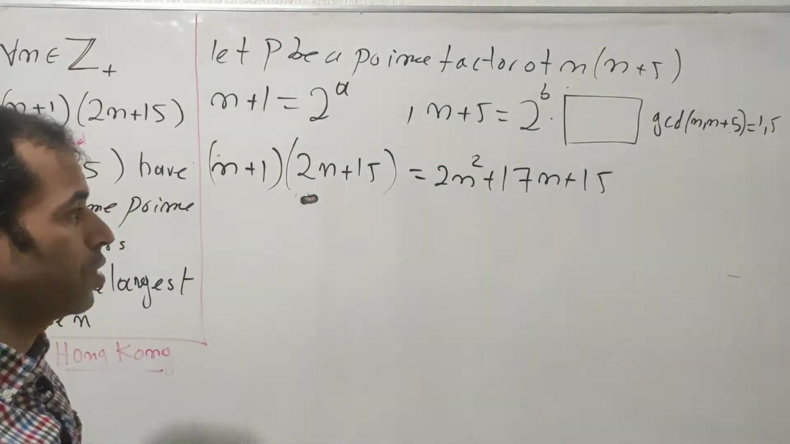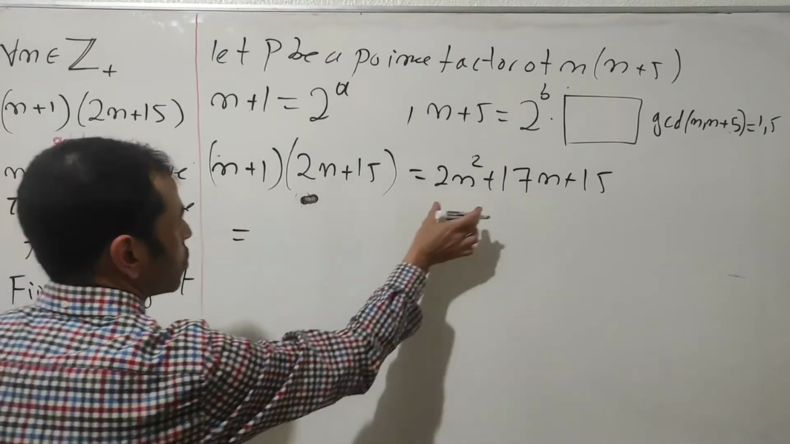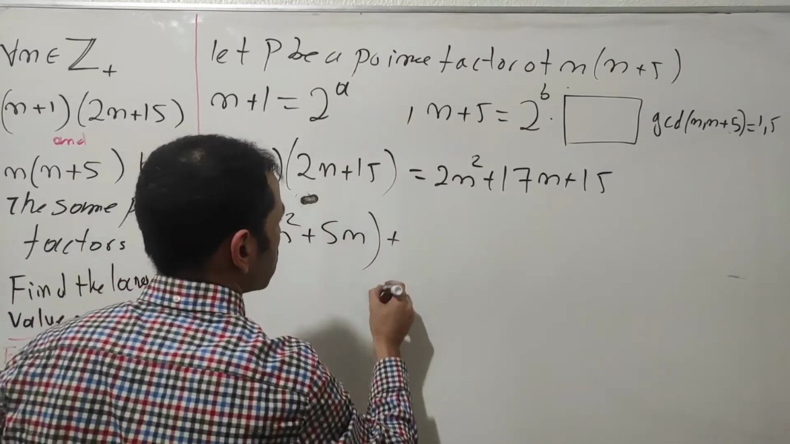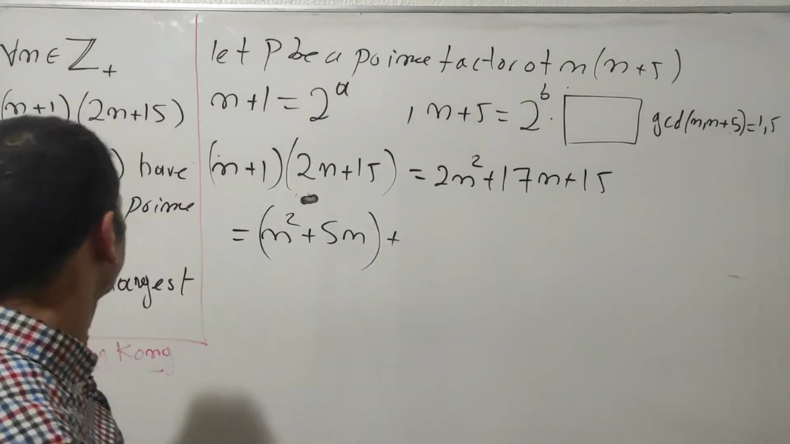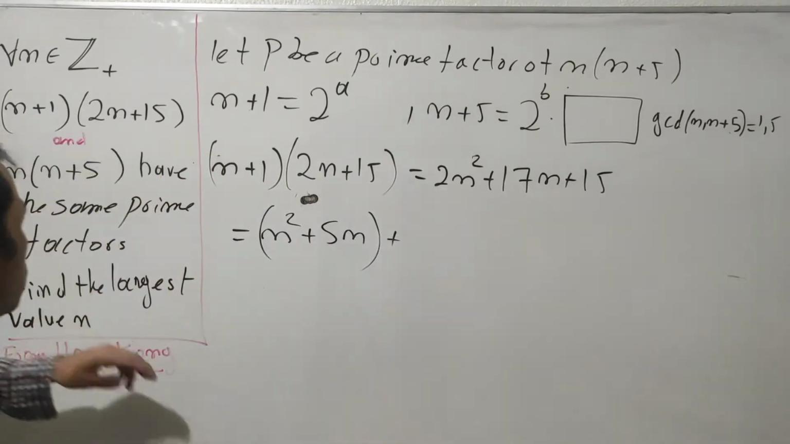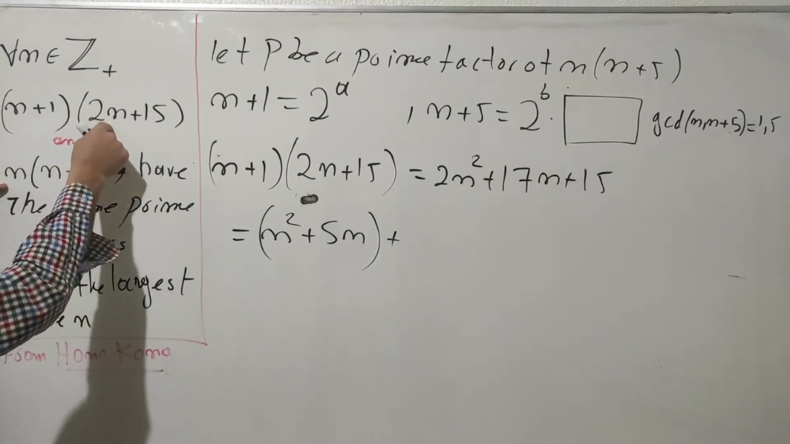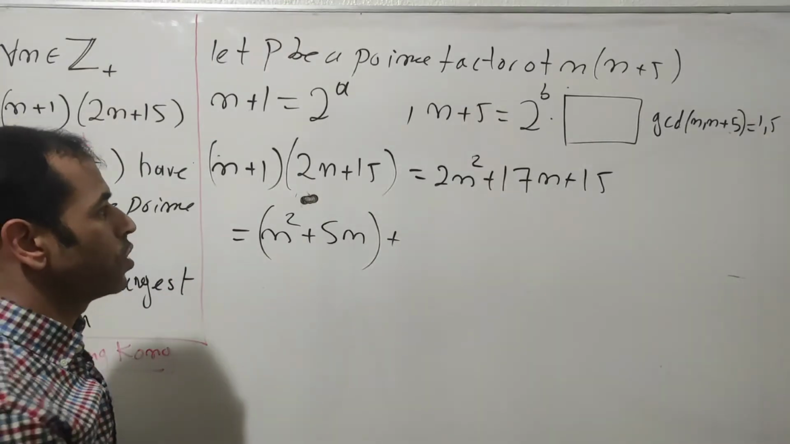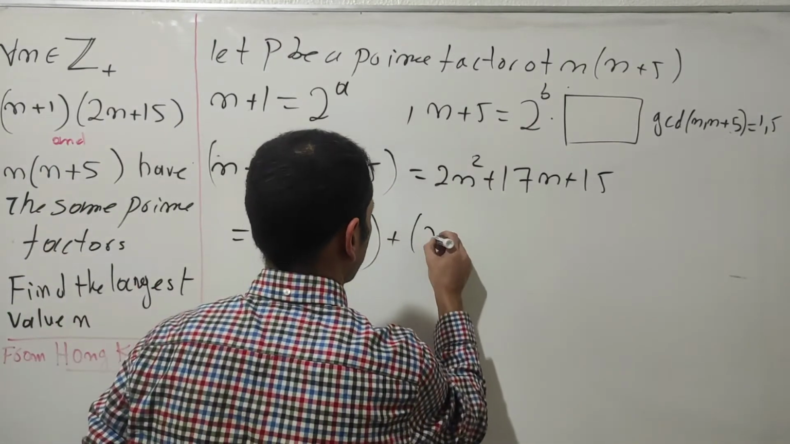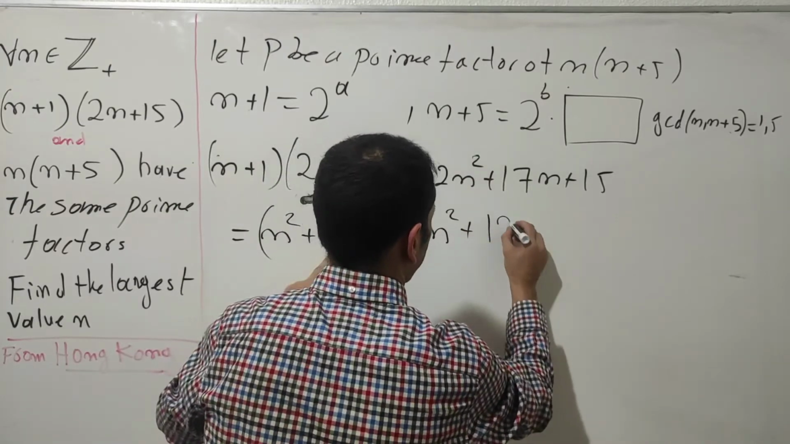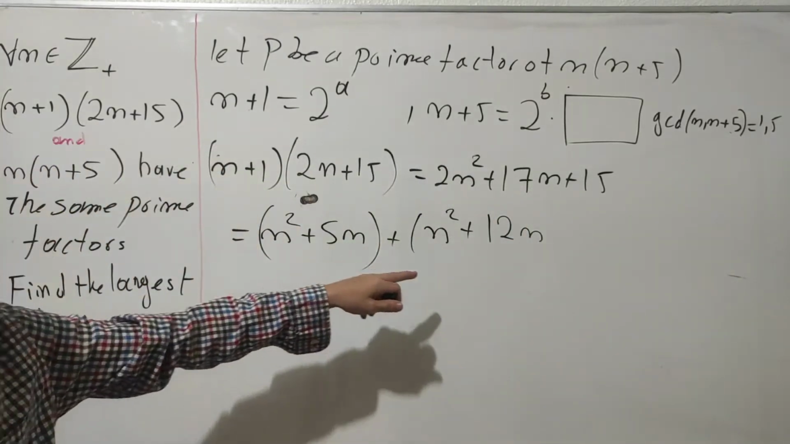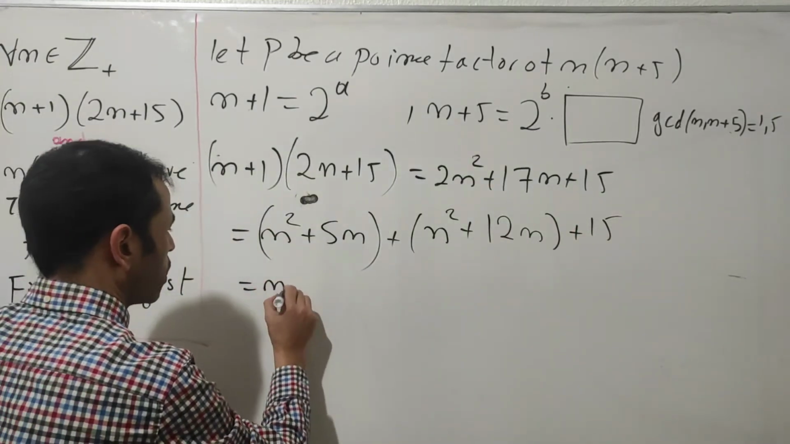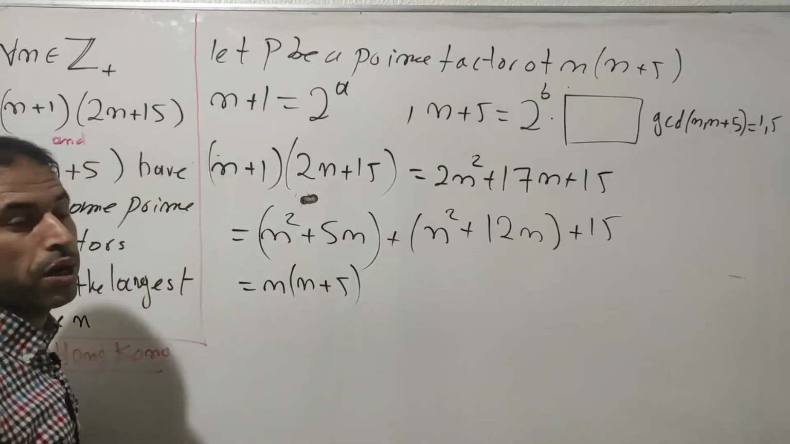Let's split this one in multiple terms. This one is going to give us n squared plus 5n, because I have to transfer this into this form, since we have a relationship between this one and this one. We get n squared plus 5n. That's what I want to do here. So plus other terms, so we get n squared plus 12n, because 17n equals 5n plus 12n, plus 15. Let's take n as a common factor. I get n plus 5 here. n is multiplied by n plus 5.